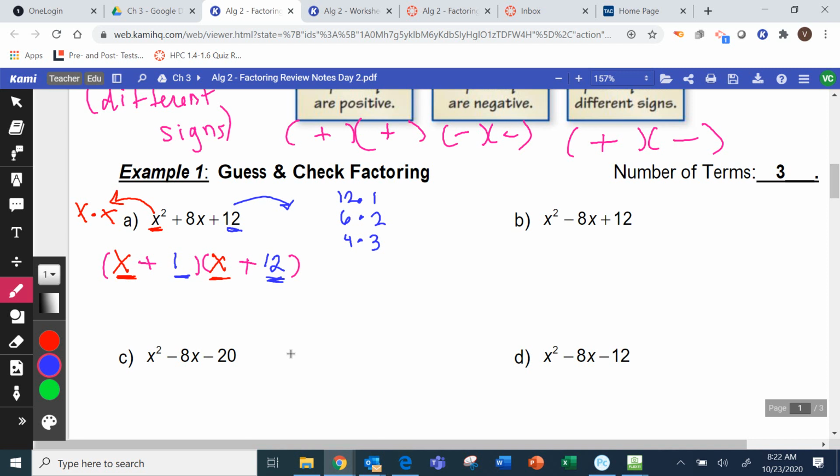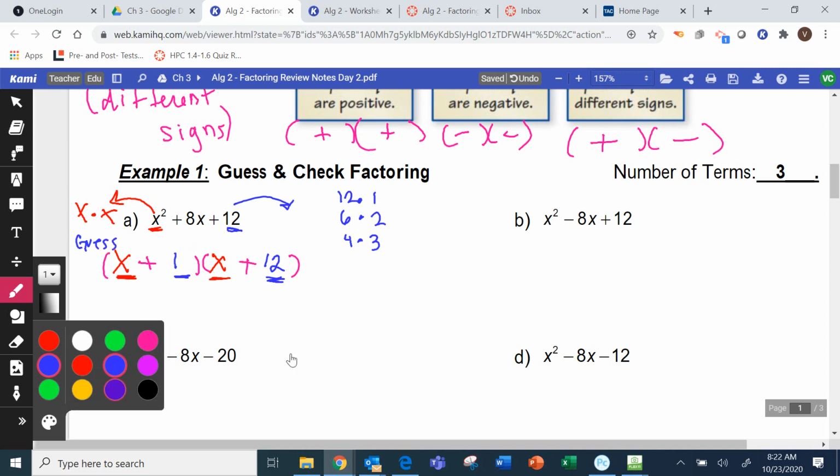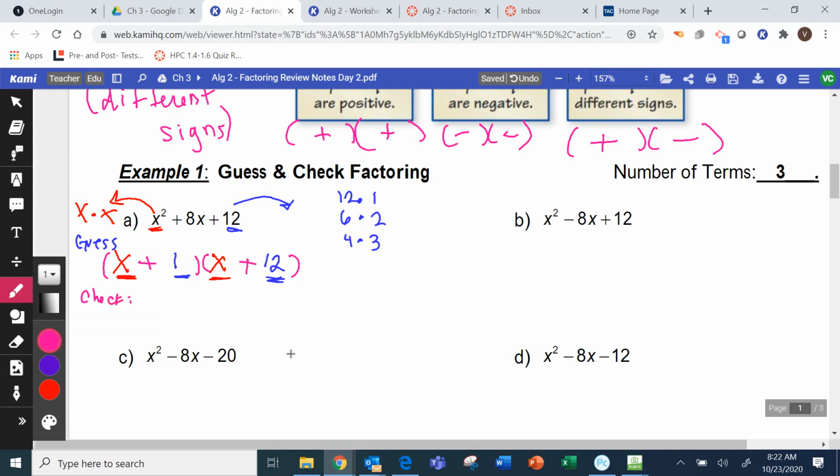Right? Now what we have to do to check, so this is the guess step right here. Now what we do to check is we are going to multiply the outside numbers and the inside numbers together. So I'm going to multiply the x and the 12, which is 12x. I'm going to multiply the 1 and the x, which is 1x. And then I have to add them because they are like terms, because they are the same variables to the same exponents. And what is 1x plus 12x?